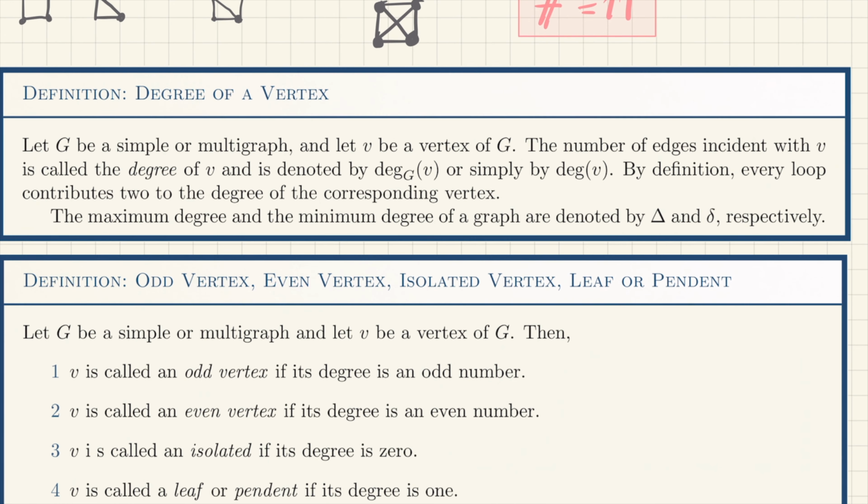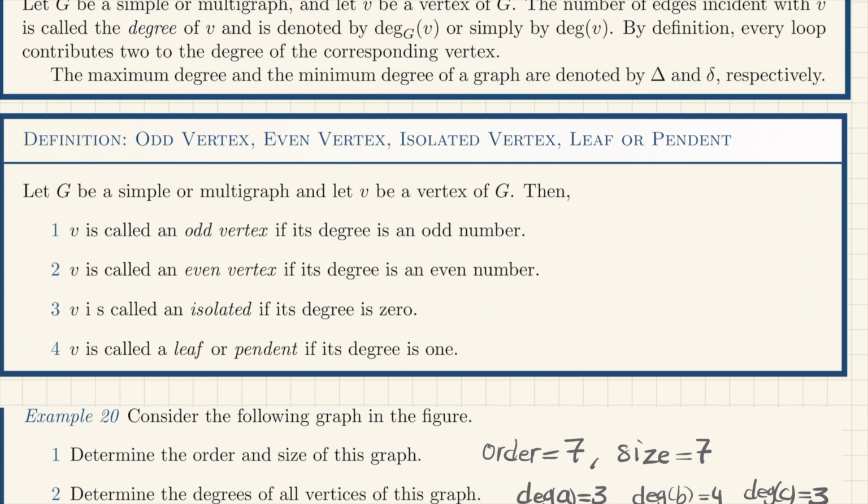Then we started talking about the degree of a vertex. Degree of the vertex is the number of edges incident with that vertex. And then we also talked about some terminologies. Odd vertex means a vertex whose degree is an odd number. An even vertex, similarly. An isolated vertex is a vertex whose degree is 0. And pendant or leaf is a vertex whose degree is 1.